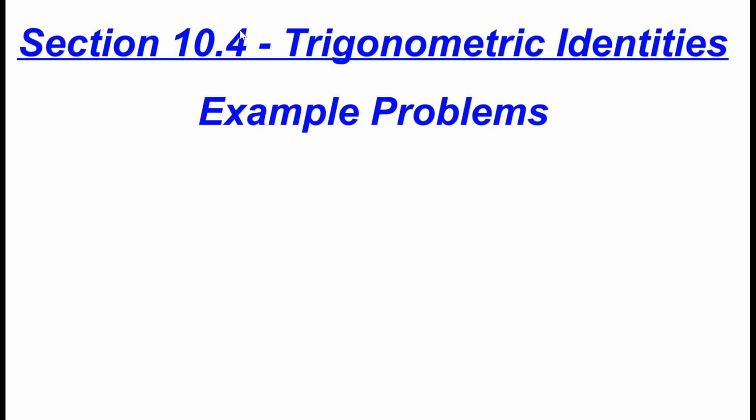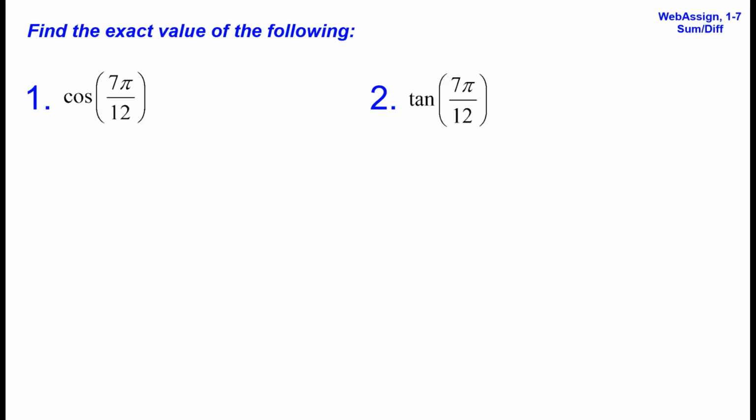In fact, for each example problem, I tell you which WebAssign questions correlate to that problem. So let's get started without further ado. Our first example problem says to find the exact value of the following, and there are two different trig ratios here. Just as a quick comment, this applies to questions 1 through 7 in WebAssign, and you'll be using the sum difference formulas from our notes on these problems.